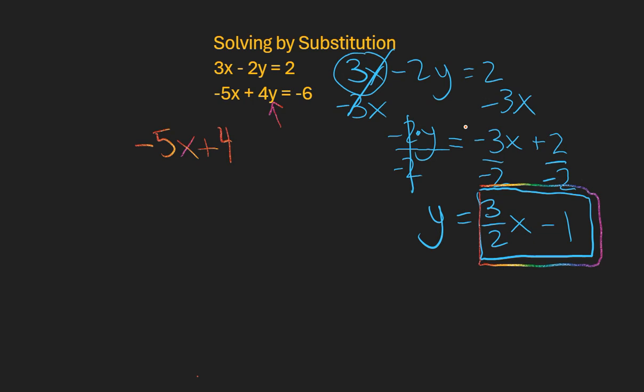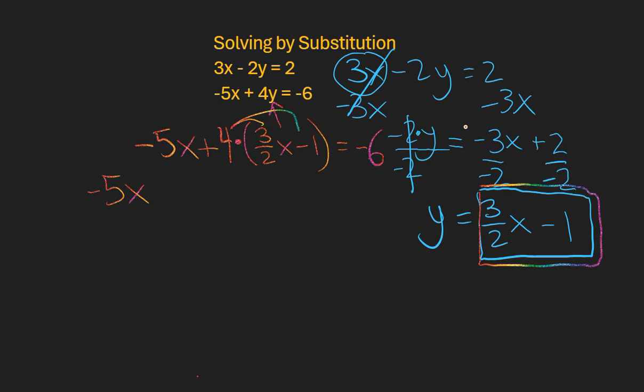4 times y, but instead of y, I'm going to put in this 3/2x minus 1. All right, now I got to use my math skills. I'm bringing along this -5x. I'm not going to lose it. But I'm going to go ahead and do distributive property here.